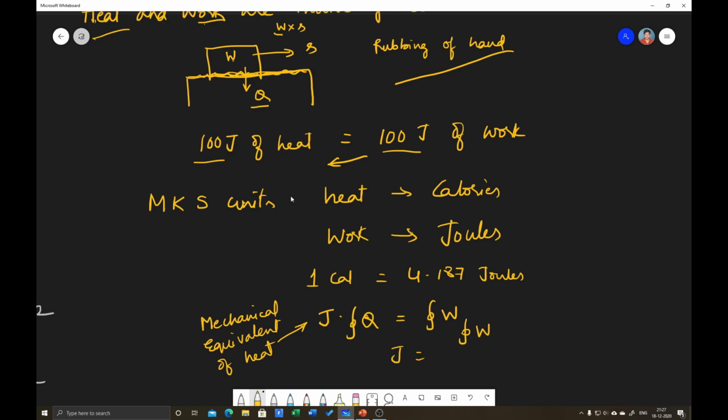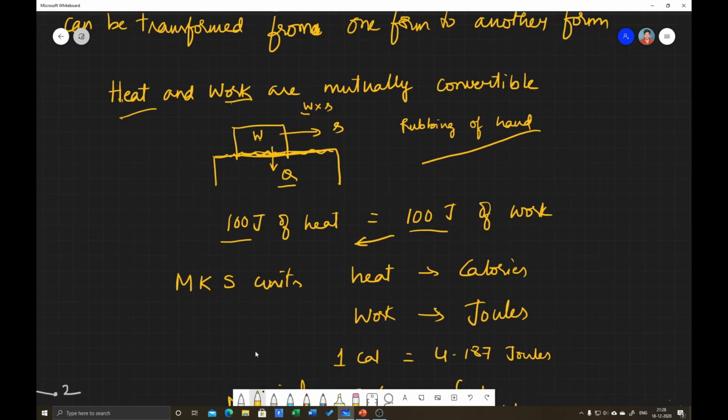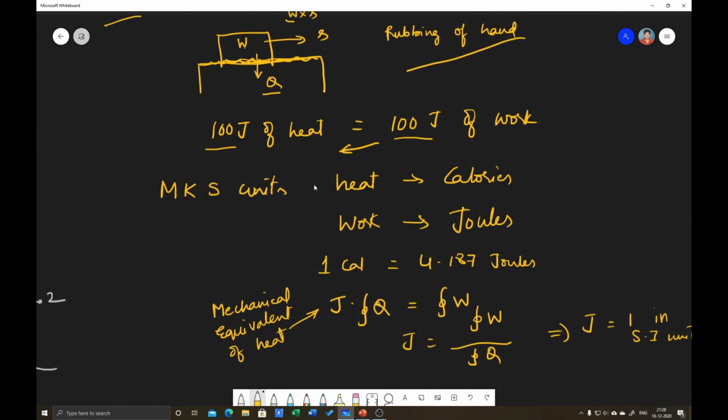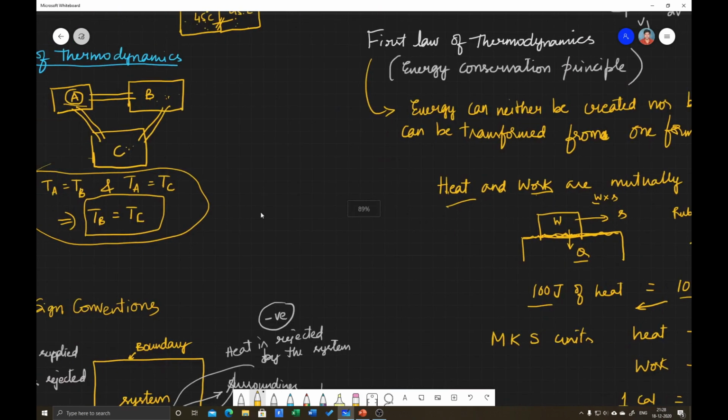Or J is equal to integral W by integral Q. So in SI units both are calculated in joules, so J is equal to 1 in SI units, whereas in MKS units it is equal to 4.187 joules. This is the first law of thermodynamics basis.